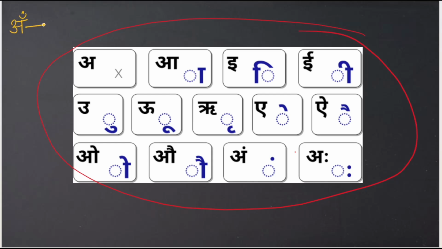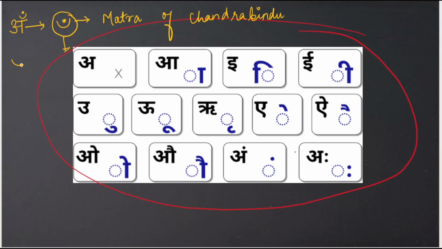This letter creates this symbol, and this symbol is known as the Matra of Chandrabindu. Okay, and why is the name of this matra Chandrabindu? The name of this matra is Chandrabindu because it looks like a crescent or half moon.